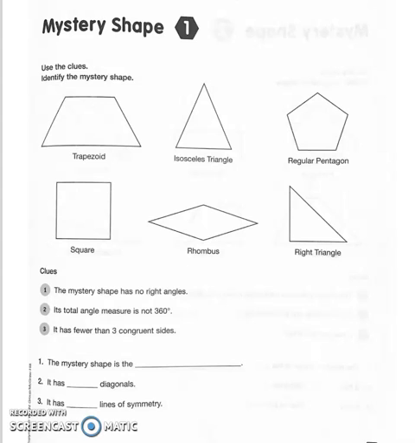Activity is called Mystery Shape. Each page is going to look something like this, where you have a collection of shapes. You're going to have some clues that you're going to read that will eliminate shapes so that you can then solve what the mystery shape is. So one of these is the mystery shape. These clues will help you get rid of some of the other shapes.